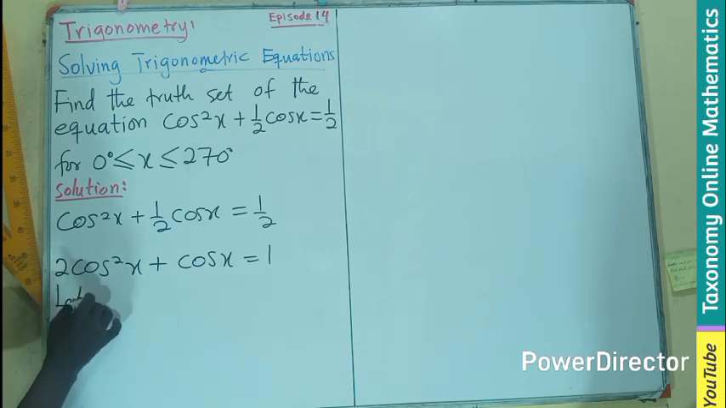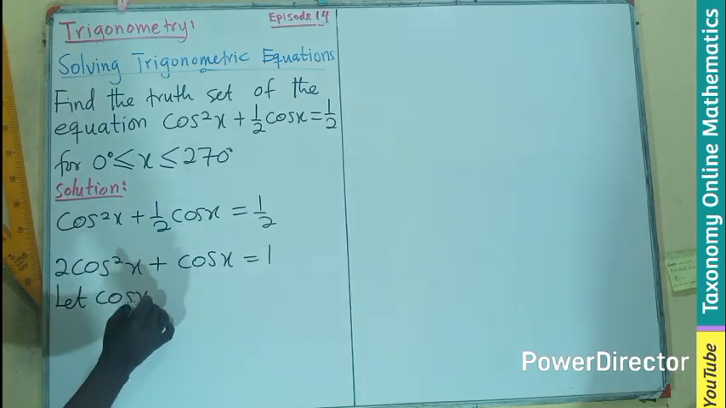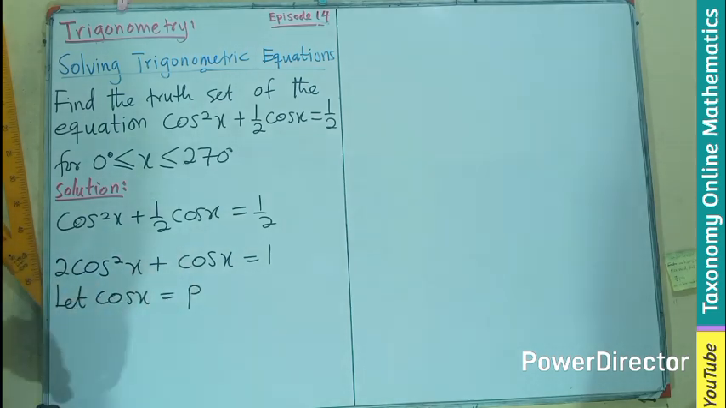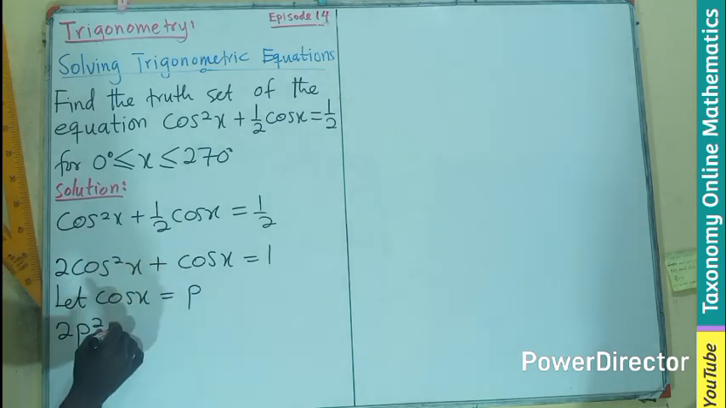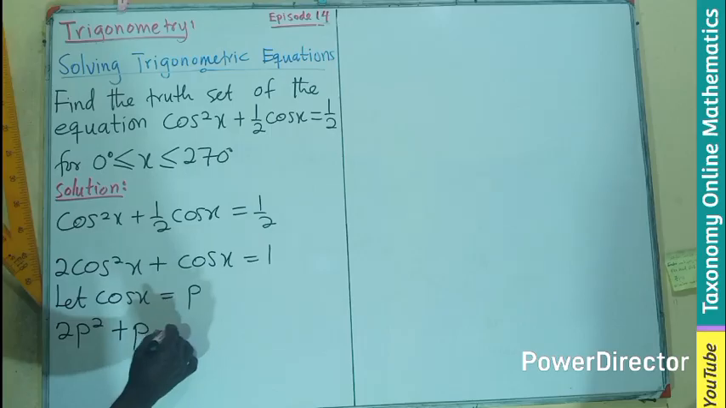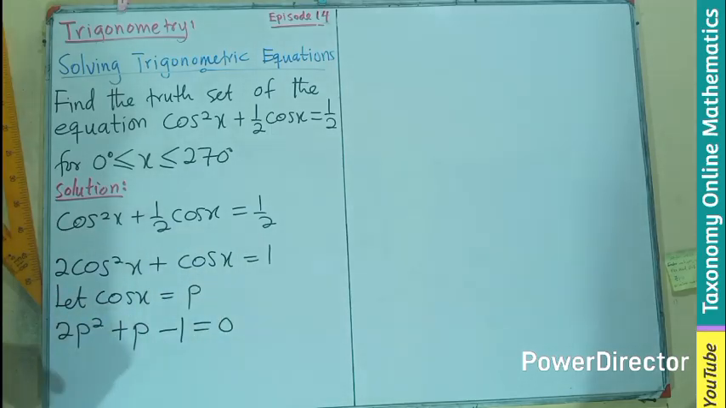So I will let cos x equal what? P. If cos x equals P, it means the whole of this becomes 2P squared, then plus P, then minus 1 equals 0. Remember what we do for quadratic equations in this nature?